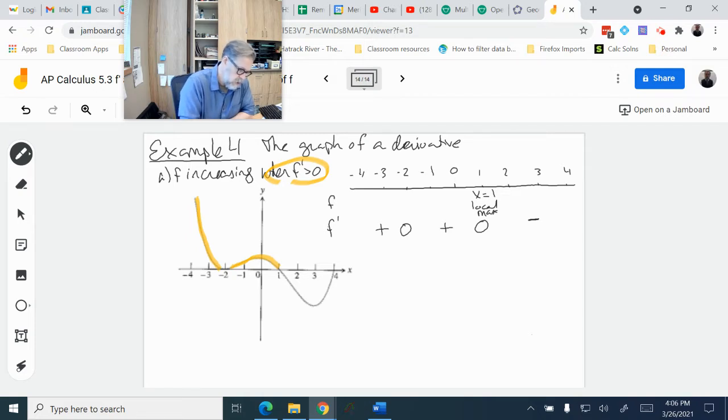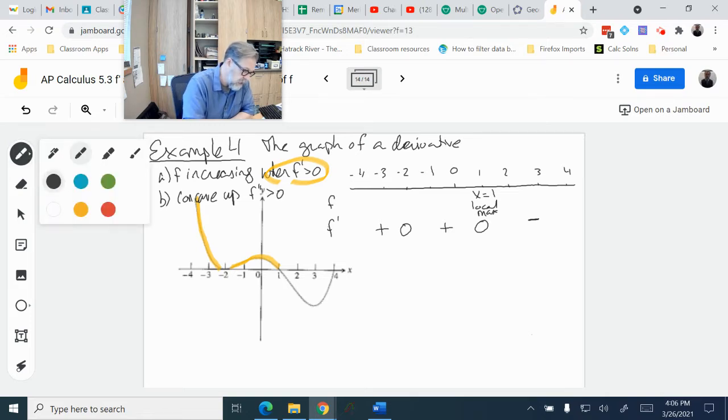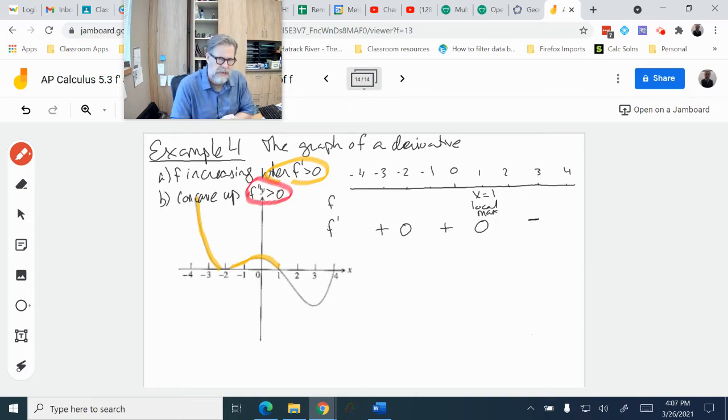Second question to ask myself is, when is it concave up? And I know that it's concave up when the second derivative is positive. So let's pick a different color. Second derivative is positive whenever the graph of the derivative is going up. So my second derivative is positive here, and my second derivative is positive here.